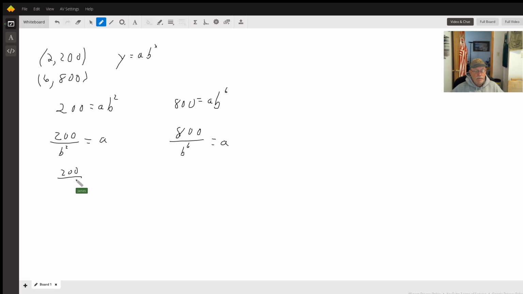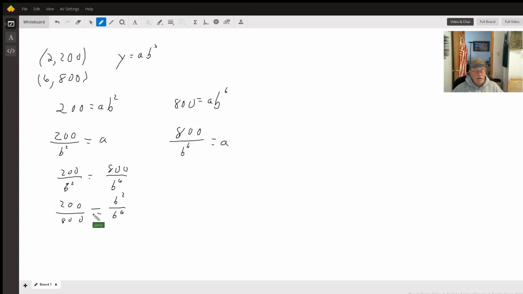200 over b squared equals 800 over b to the sixth. Well, now I'm going to multiply both sides by b squared, so I get the b's on the same side. Then I'm going to divide both sides by 800, so I get the numbers on the same side. And I'm going to get 200 over 800 is going to equal b squared over b to the sixth.